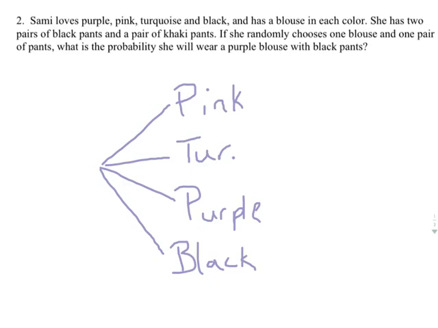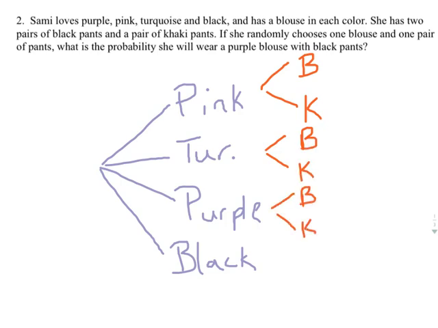Then we're going to pick something else. Now we're going to pick a pair of pants, and we have black and khaki. So even if I chose the pink, I could choose the black. I'm going to use B and K for black and khaki. If I chose the turquoise, again, I could get a black and a khaki. Purple, same thing. And with the black, black and khaki.